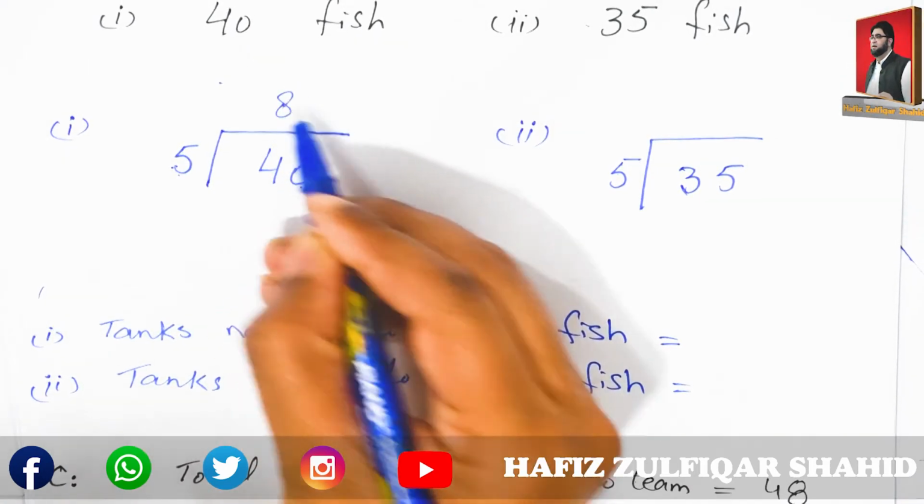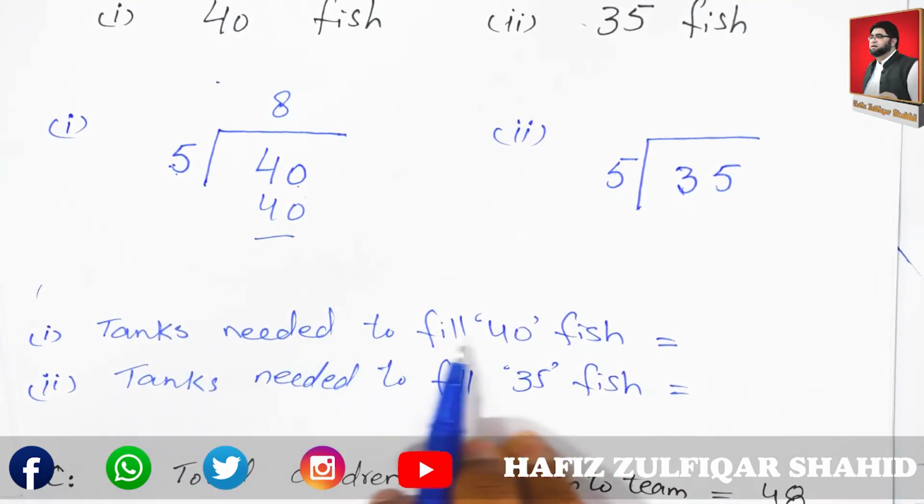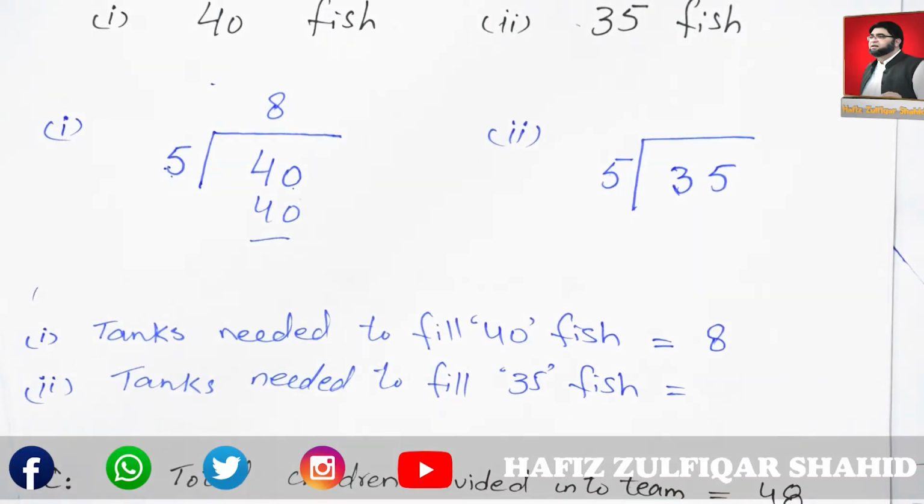5 8 times is 40. So tanks needed to fill 40 fish are 8.